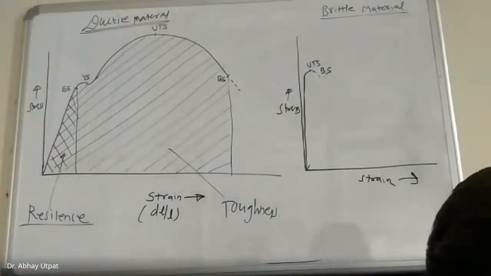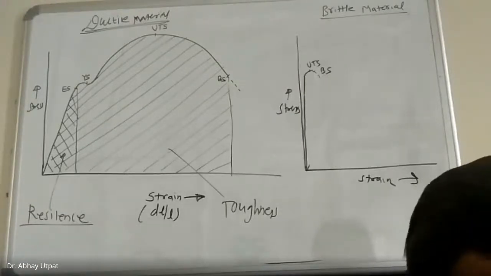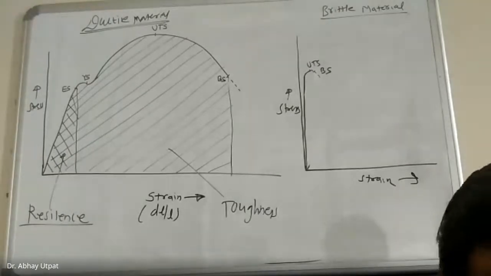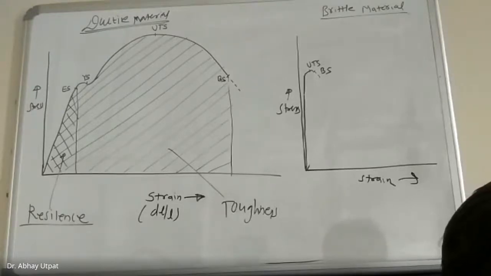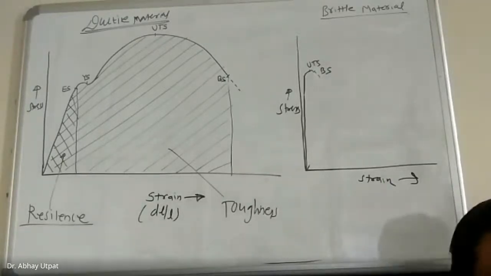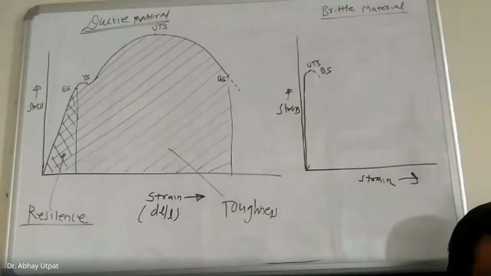Ultimate tensile stress. It is the highest value of stress that material sustain before failure. Full stop. Next line. So breaking stress is the stress value at which it breaks. As simple as it is.